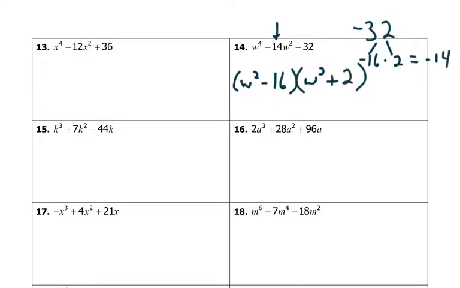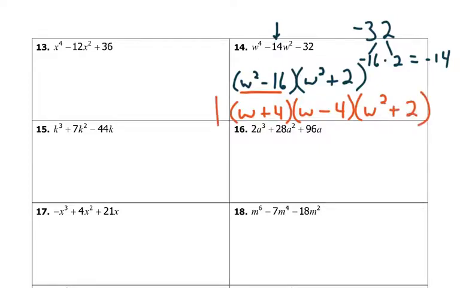Are we done? No. We have a difference of squares right here. All right, so we need to finish that. W squared is w, so it's w plus, 16 squared is 4, w plus 4, w minus 4. Again, just using our difference of squares formula. A squared is w squared. When we square them both, we get w. So a is w, and then b would be 4. Therefore, we're plugging that in, and we have to finish up by putting the back factor in, w squared plus 2, which cannot be simplified any further. Therefore, it is our final answer.